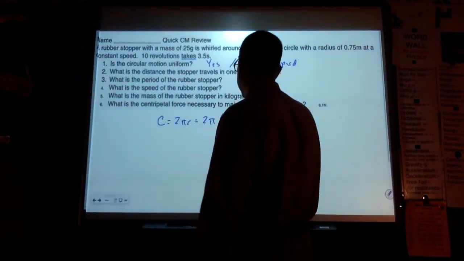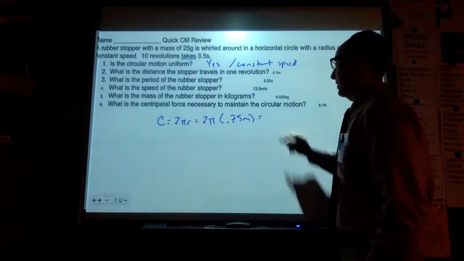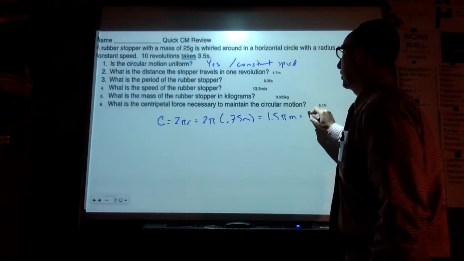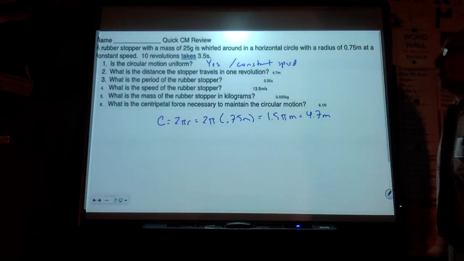So my radius is 0.75 meters, and it looks like this is going to be 1.5 pi meters, which is 4.7 meters. What is the period of the rubber stopper?